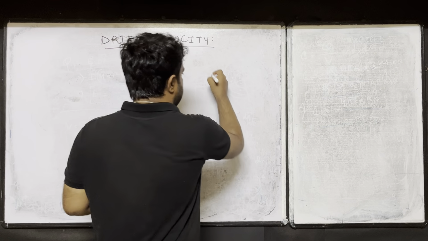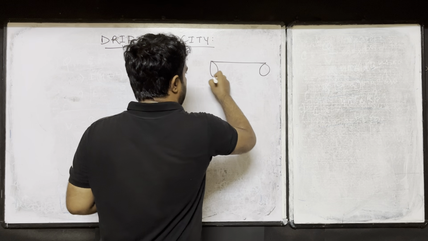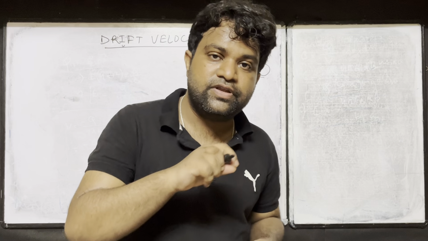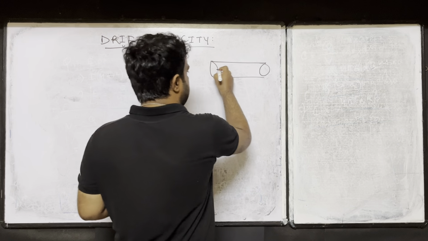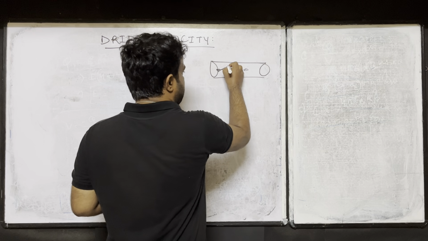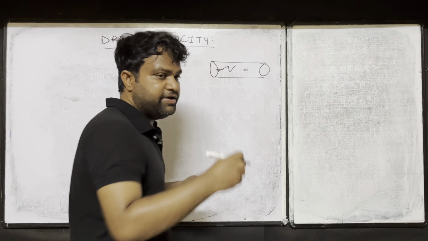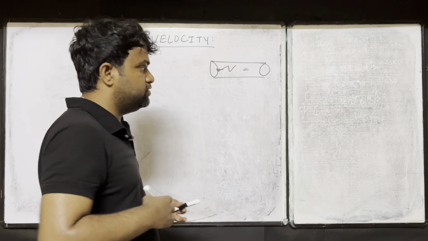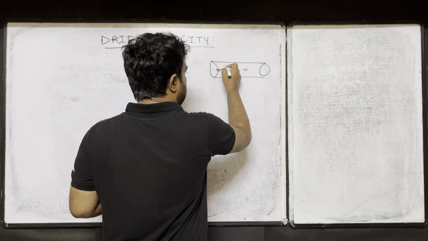So as I told you, suppose this is a conductor and electrons will move in a zigzag path. They will not move in a straight line. Instead, they will move in a zigzag path. They will collide with other electrons and the nucleus.